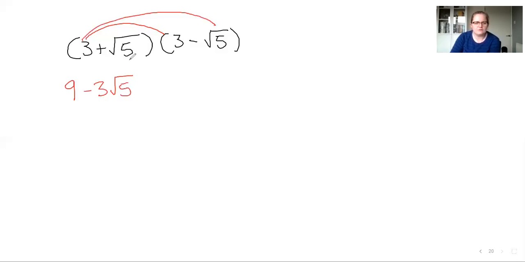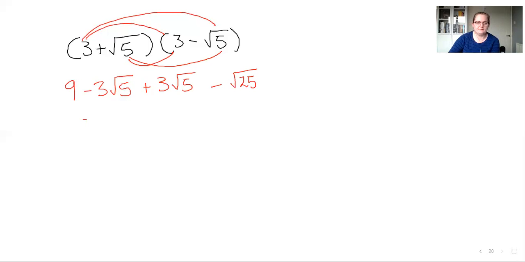Then let's look at this root 5. So root 5 multiplied by 3 will give us positive 3 root 5. And then finally, root 5 multiplied by negative root 5. Same rules as algebra, a negative and a positive multiplied together will give you a negative number, which will give you negative root 25.